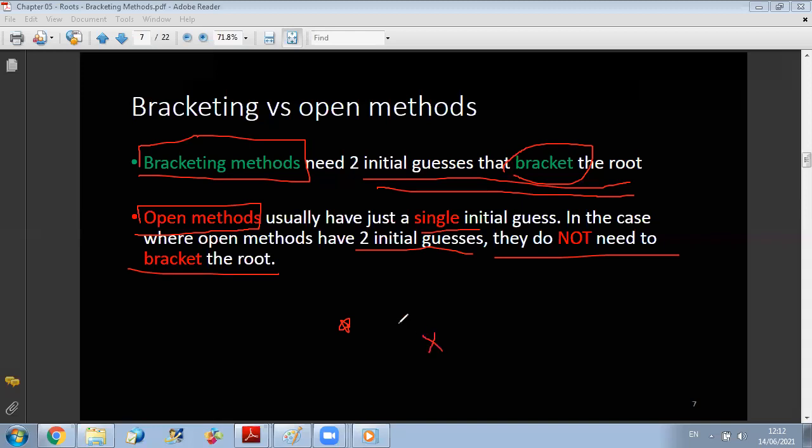If I cannot say that f upper times f lower is negative, then I cannot find my root, because the condition to be able to reach the root is that the two initial guesses bracket it. And this is possible when f lower times f upper is negative, because I can be sure that when they have opposite signs, and of course my function is continuous, this means that the root will be somewhere in between, and I will converge at the end. Okay.